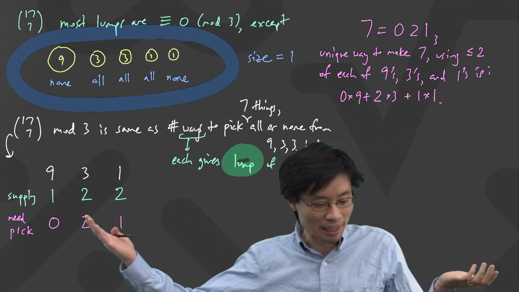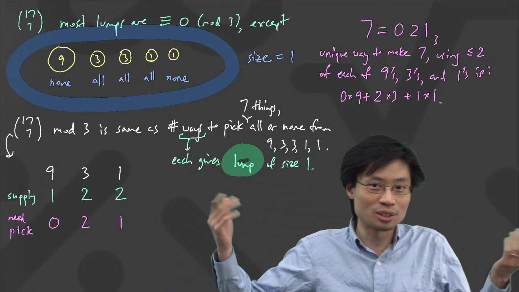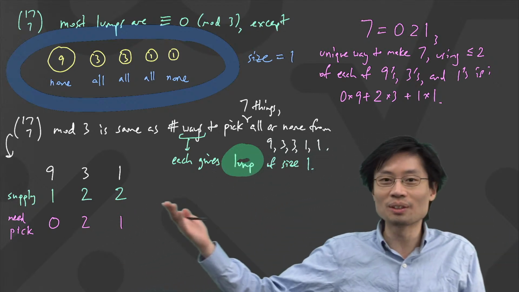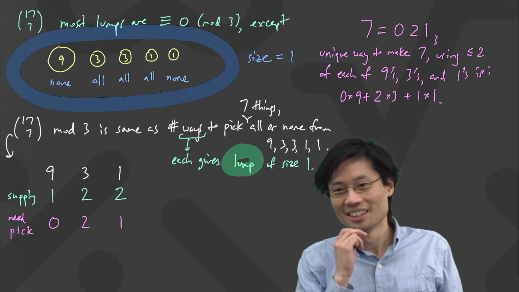Okay, so this is my supply, right? I've got 1 9. I've got 2 3s. I've got 2 1s. And I'm supposed to pick 0 of the 9s, pick 2 of the 3s, and pick 1 of the 1s.